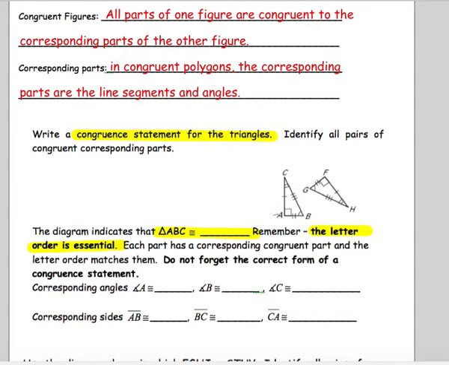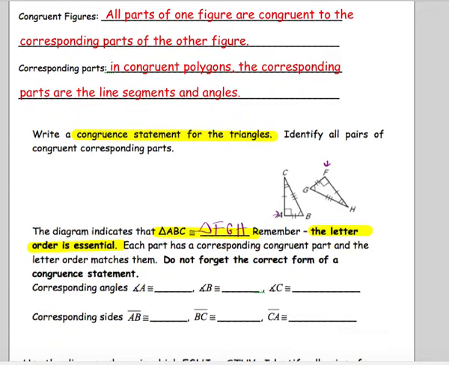Notice that angle A has the right angle. So in the other triangle, find the right angle. That means that, and you've got to start with triangle ABC. A was first, and F and A are corresponding because they have the right angle markings. The next letter in the statement was B. B has one arc on it. So find the angle with one arc, and that would be G. And then C has two arcs, and so does H. So those are in matching locations in this statement.